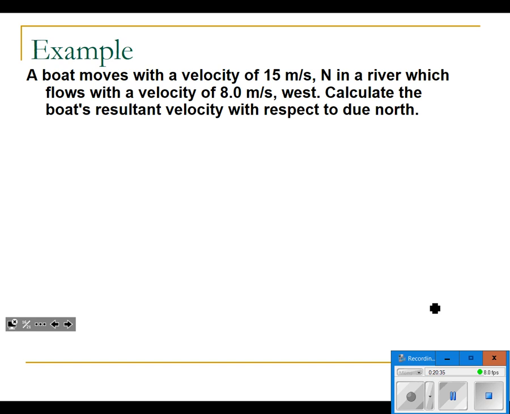A boat moves with a velocity of 15 meters per second north in a river which flows with a velocity of 8 meters per second west. Calculate the resultant velocity of the boat with respect to due north. So again, we're going to draw it. I always recommend doing your compass rose and drawing it. So we go 15 meters per second north. The current is going to push us to the west at 8 meters per second.